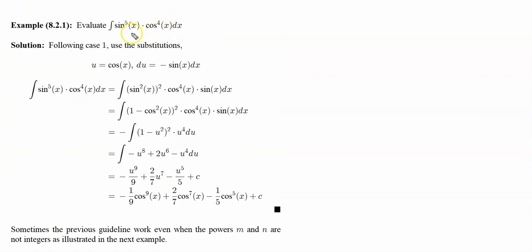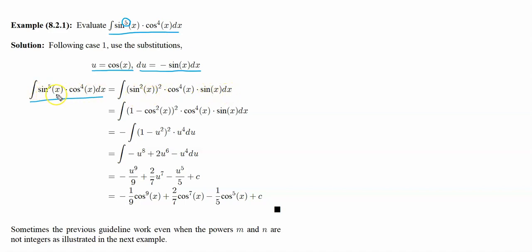So here we have an example where we want to evaluate the antiderivative of sine to the 5th power times cosine to the 4th. So we see that here we are in case 1 because the sine has an odd power right there. So what we're going to do is take one of these sines and put it with the dx. And then we're going to use the substitution u equals cosine and du equals negative sine dx. So let's do this. So down here we have our integral. Move one of the sines away and put it with the dx. Okay, so there we have it.